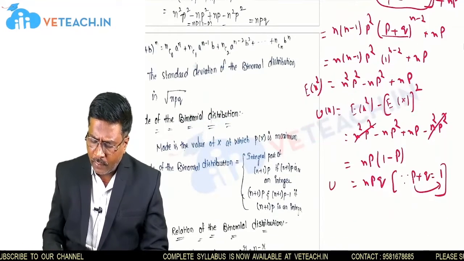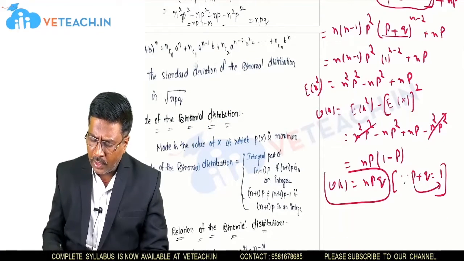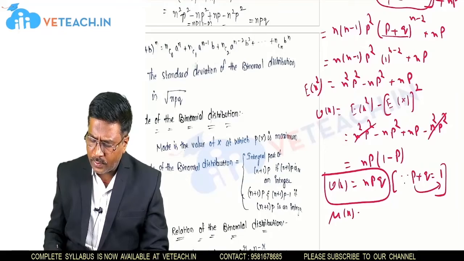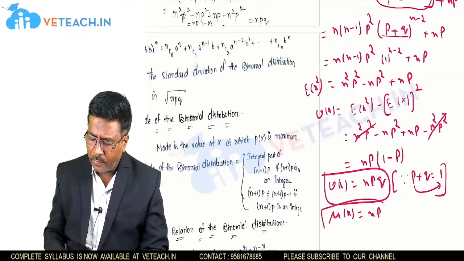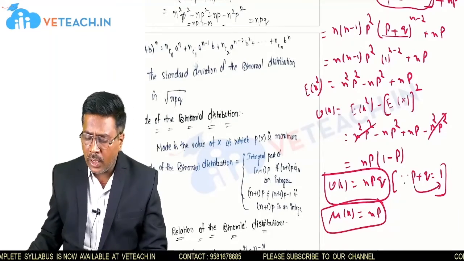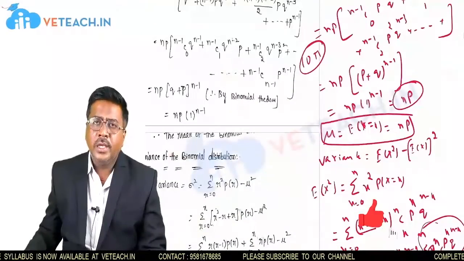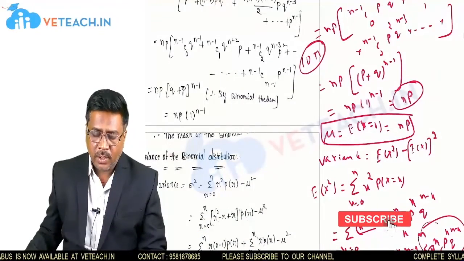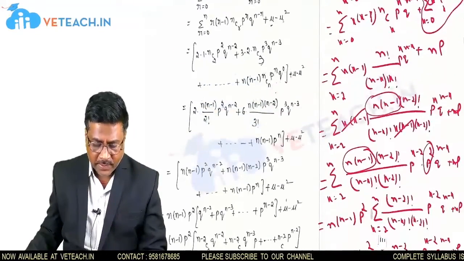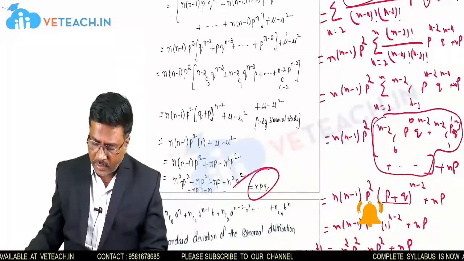Therefore, the variance of a binomial distribution is npq and the mean of a binomial distribution is equal to np only. These two theorems are very important for the examinations. Please all of you be careful about this. Like that, the variance value is obtained here.